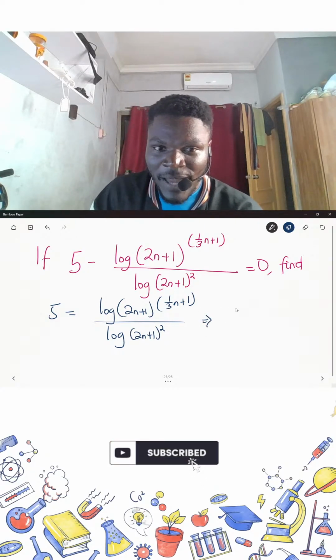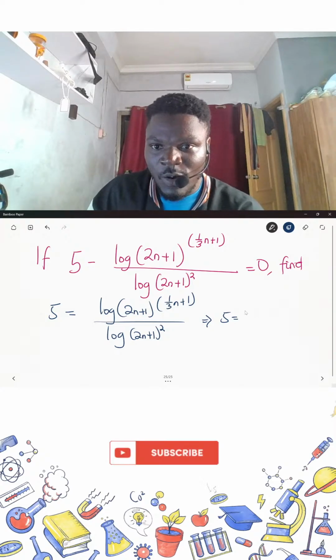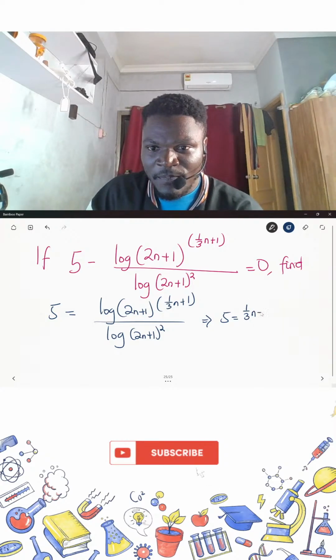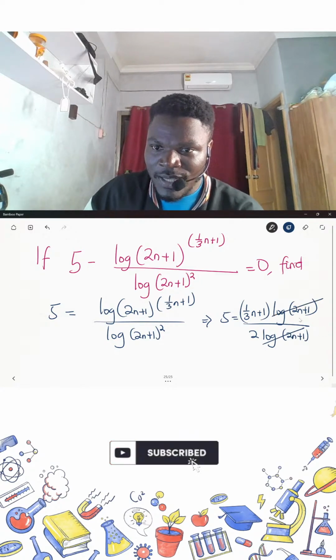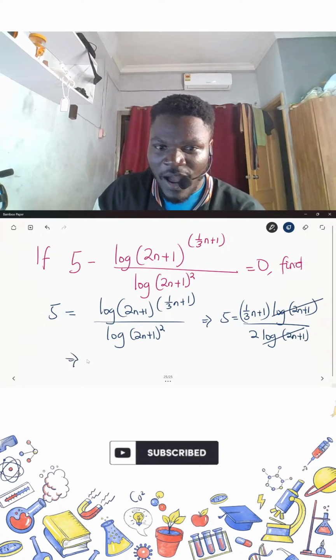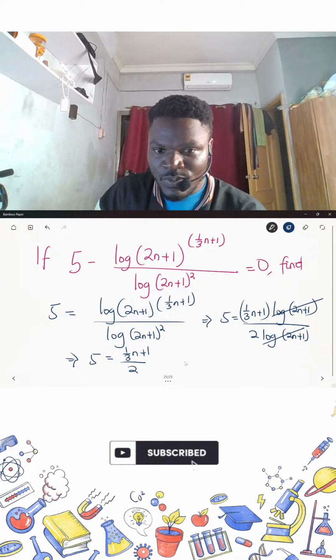So this will now imply 5 is equal to, then the power will come in before the log. So I have here 1 over 3n plus 1 in brackets, then we have log (2n plus 1) all over, it will now be 2 log (2n plus 1). Okay, so the log (2n plus 1) will cancel this. So the expression we now have is 5 is equal to 1 over 3n plus 1, all divided by 2.